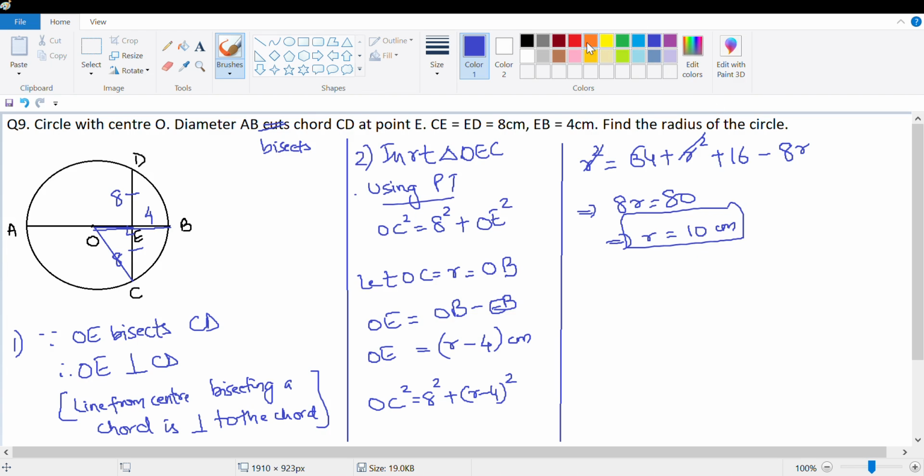That finishes this exercise for me. But before I leave, let me give you some homework questions. Homework questions for you would be question 2, question 3, question 8, and question 10.